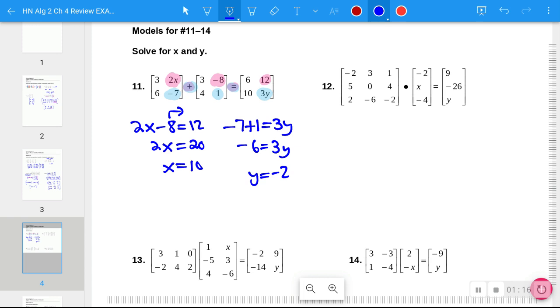Okay, moving to the next one, you can see that the x is in this tall column right here. So we have to use that if we want x to be involved.